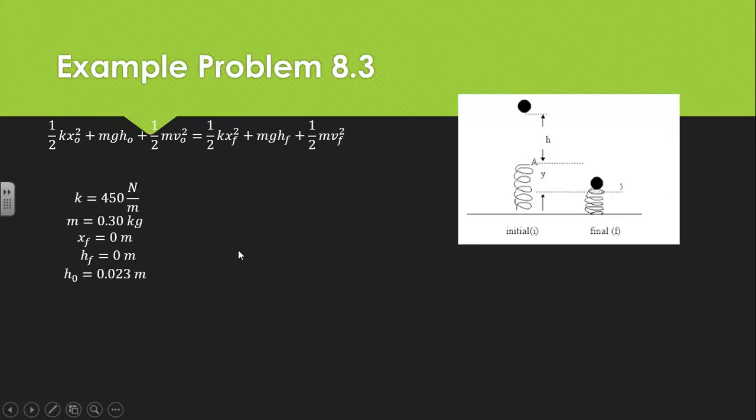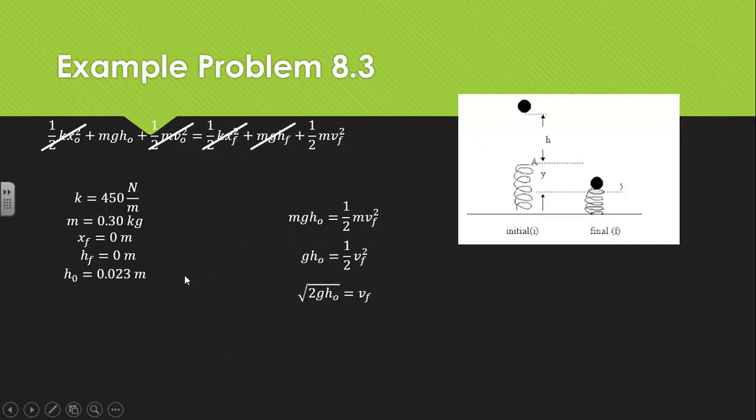How fast is it moving when it hits the spring? And so I could start with this assumption. Initial velocity is 0. Compression of the spring, I want to know how fast it is just before it compresses the spring. So h final is really 0. We could say that 1/2 k x final squared is 0 because it's not going to compress the spring. So I get this expression, which we can actually solve for v final like we normally would, for something that's dropped 2.3 centimeters, and we get 0.67 meters per second as my final velocity.